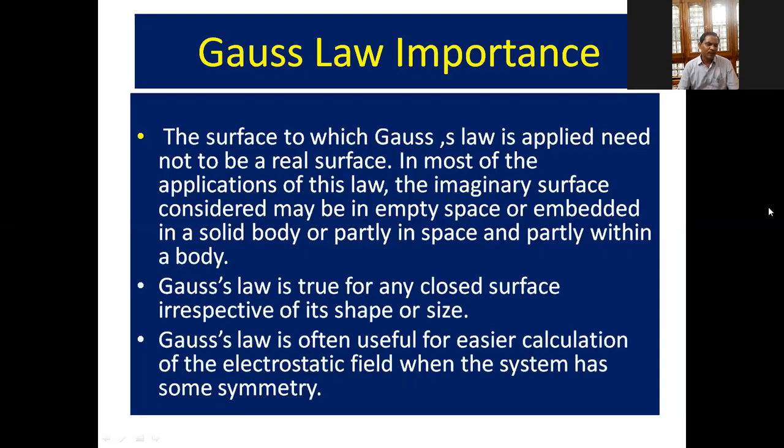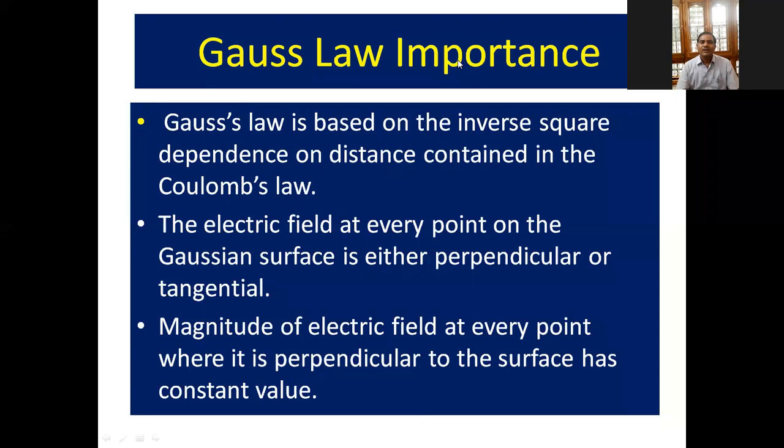Also, whatever closed surface we consider around a charge, that surface is a hypothetical surface called the Gaussian surface. The electric field at every point on the Gaussian surface is either perpendicular or tangential. Remember this. The electric field strength at any point on the Gaussian surface may be tangential or perpendicular to it.